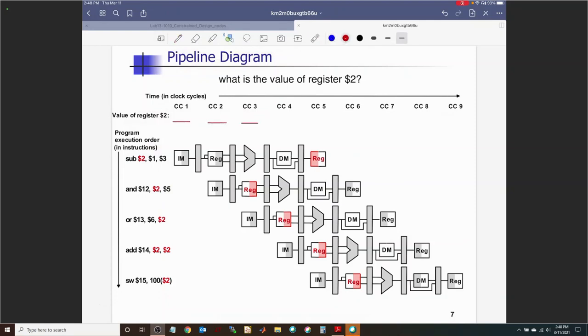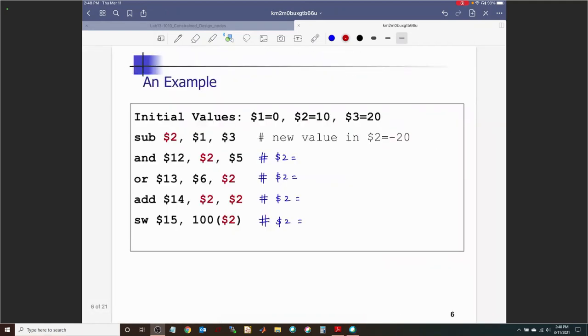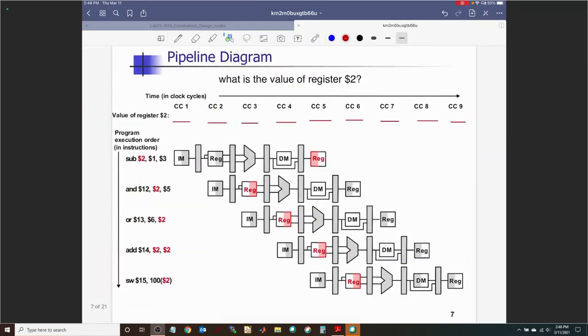Blank here. I don't know what these are. They may be updated, they may not be updated, but that's what I want to find out, right? Note the initial value of the second register is 10. So let's go through this.